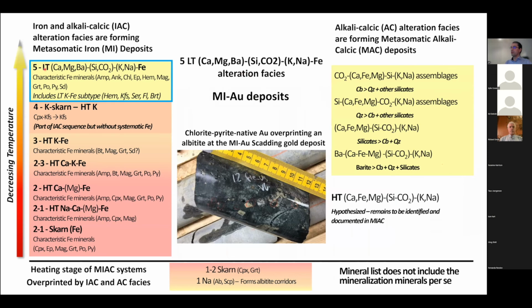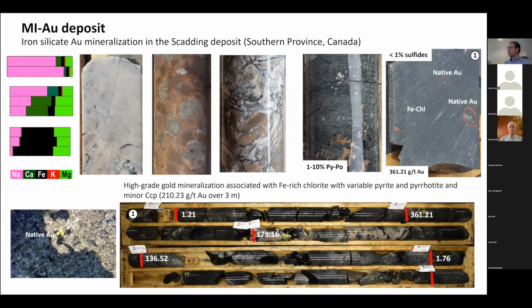Another component of the low temperature facies are the metasomatic iron gold deposits. Sue-Cadding is a good example where we have an albitite progressively overprinted by iron metasomatic activity, and this led to the coeval formation of gold in association with the formation of iron-rich chlorite. And we can see the chemical signature of that rock here, in which iron is prevailing in the chemistry.